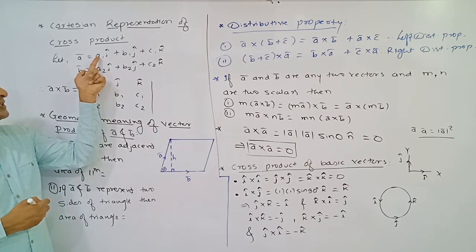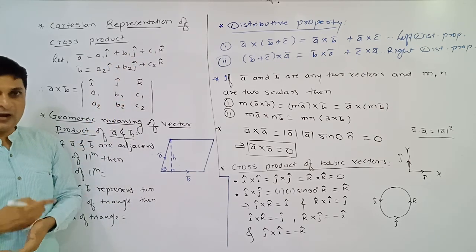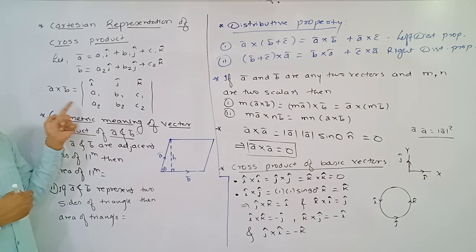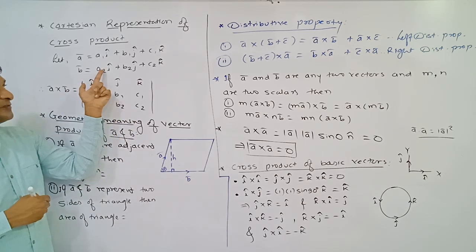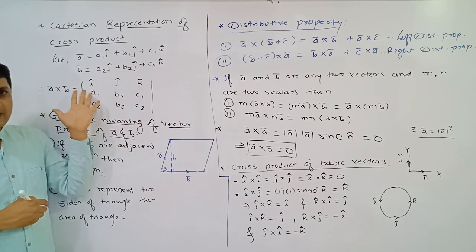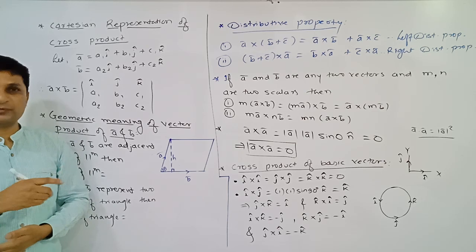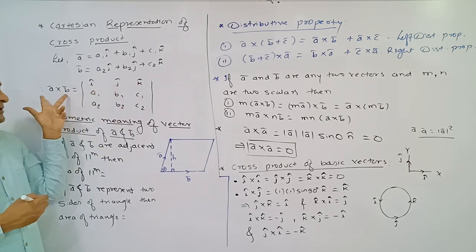So what are the coefficients? a1, b1, c1. These coefficients are also called components along x, y and z axis. And in the third row, write down the coefficients from the second vector b bar. What are the coefficients of i cap, j cap, k cap? a2, b2, c2. Simplifying this determinant, whatever result we get will be in terms of i cap, j cap, k cap.